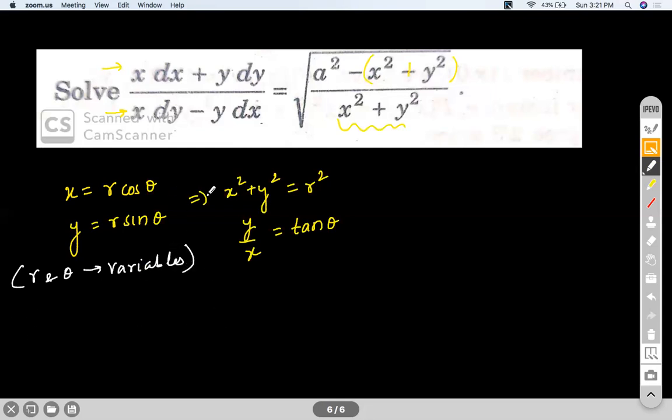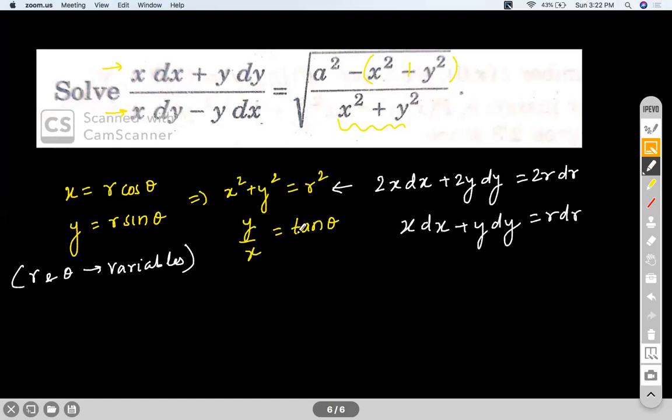Okay. Now, how will this substitution help us to simplify this problem to a variable separable form? Let's check into that. First of all, from this step, let me differentiate both sides. So when you differentiate both sides, it becomes 2x dx plus 2y dy is equal to 2r dr. Okay. Remember, I'm not differentiating with respect to any particular variable. So I'm doing a differentiation with respect to whatever variable is present there. Okay, so if you drop the factor of 2, you can see that x dx plus y dy becomes r dr. Correct. So here the numerator term is clearly your r dr term. So let me just keep this for our reference.